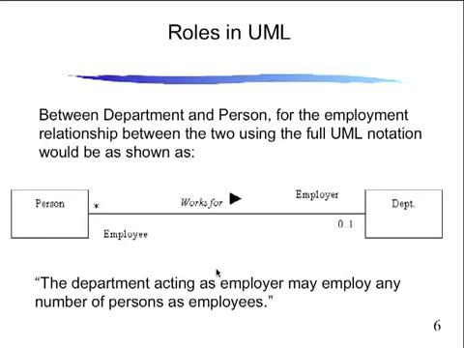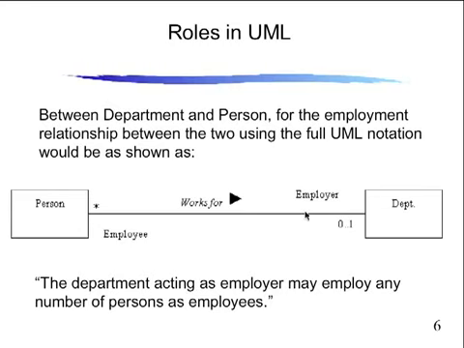So here's the roles in UML, and here's another example of a person who works for a department. And we have an employee and employer. So between the department and the person for the employment relationship between the two, the full UML notation would look like this. And it's really showing an association. Because do you really have a relationship? If you're an employee, do you really have a relationship with the department, or do you just work for the department? The department is a concept.